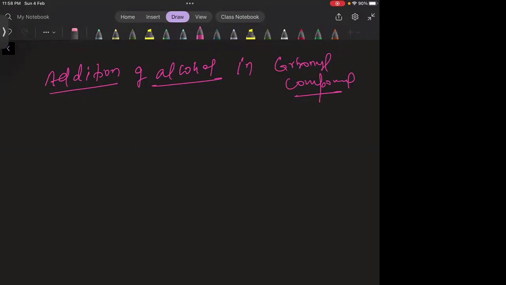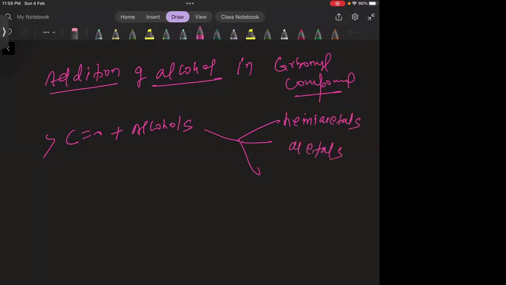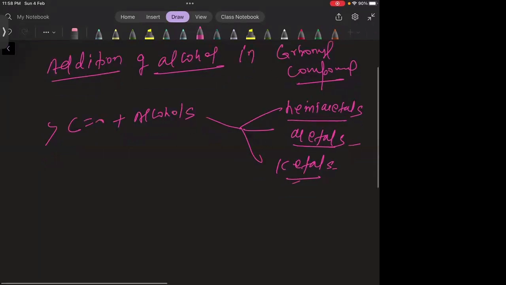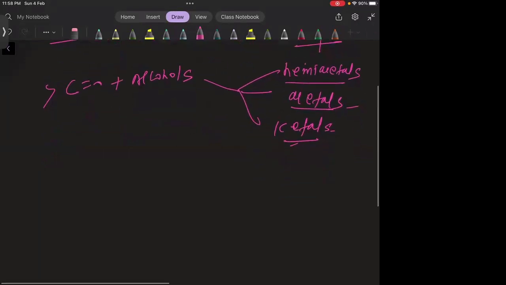students. So when the carbonyl compounds add with the alcohol, three things will happen: formation of hemiacetal, formation of acetal, and formation of ketals. One by one, we will understand how it forms hemiacetals, acetals, or ketals. Let's understand hemiacetal formation first.